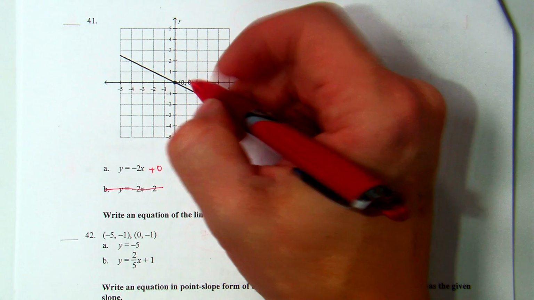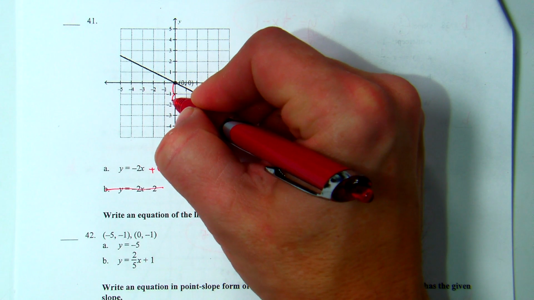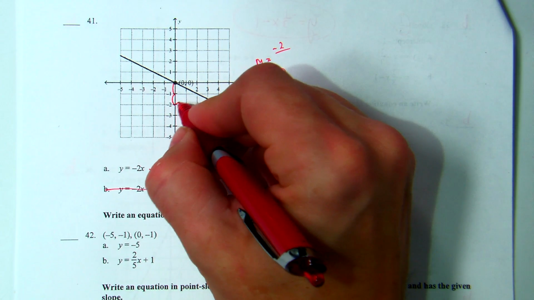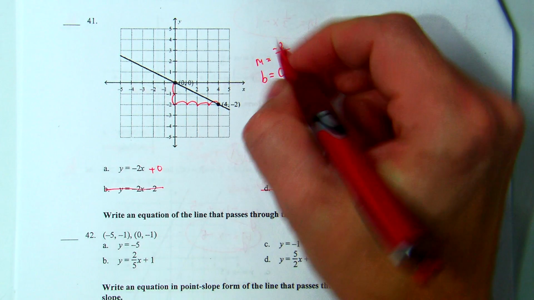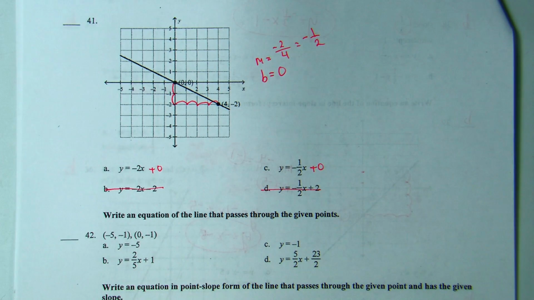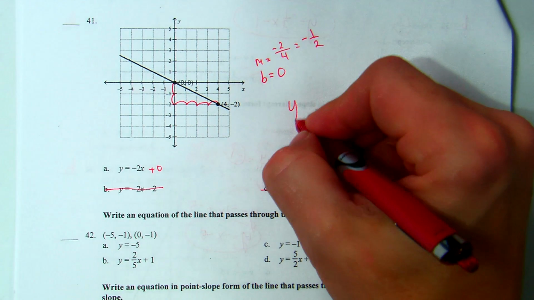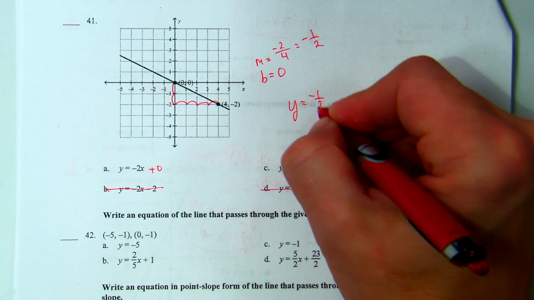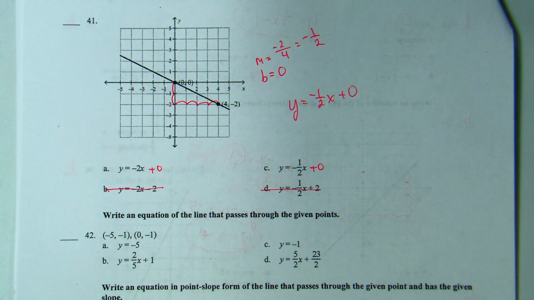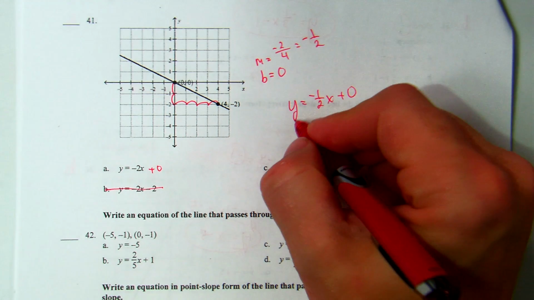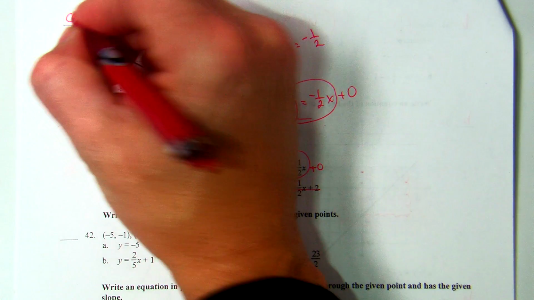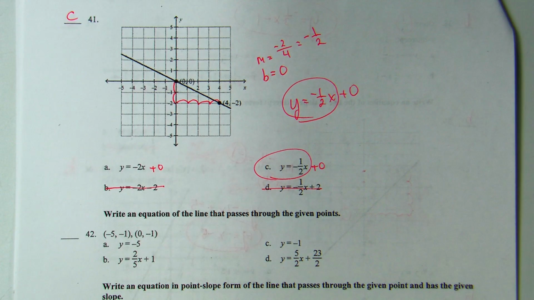But let's go ahead and find our slope. We're going to go down 1, 2. So our slope is a -2 over 1, 2, 3, 4. So the slope is a -1/2. And so our equation is going to be y equals the slope times x plus 0, or plus the y-intercept b. So it's just going to be y equals -1/2 x. The answer should be C on 41.